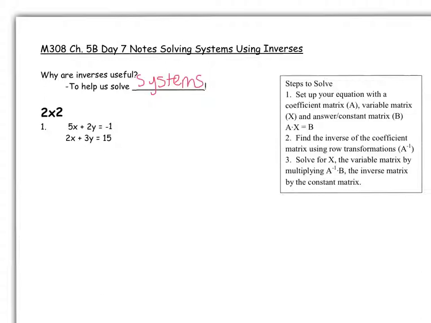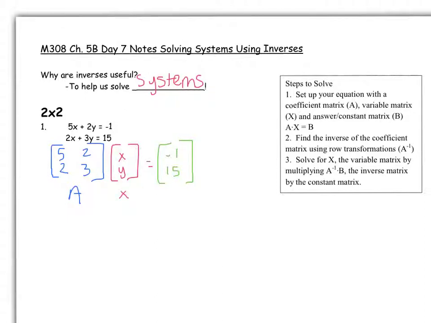Okay, so the first thing that we're going to do is set up our system into a matrix. So we're going to make a coefficient matrix, just taking the coefficients in front of our variables. Then we're going to set up a variable matrix. And then lastly, we're going to set up our constant or our answer matrix. This shouldn't be too surprising to you. We've done similar things earlier in the chapter, but now we're officially using matrices to help us solve systems.